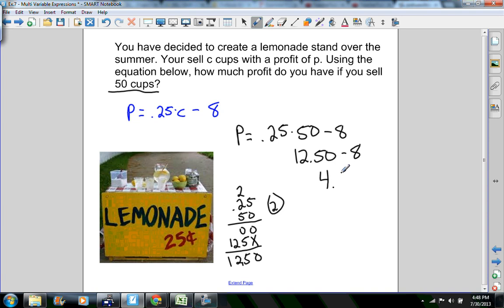So it's $4.50. And I hope you look at that answer and go, what? You sell 50 cups of lemonade and you're only making $4.50. It kind of feels like you're getting robbed. But that's what the equation says. So you're going to obviously have to sell a lot more than 50.